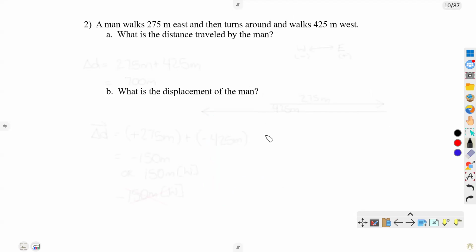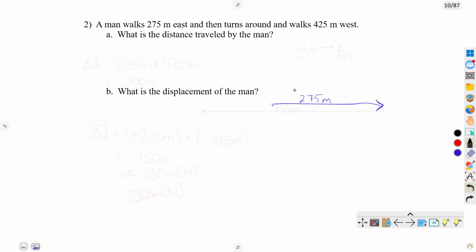So again, we've got a situation where a man is going to walk east 275 meters. Let me grab my straight edge here. Now, obviously, I'm not going to be doing 1 centimeter per 1 meter, because that would mean I'd need almost 3 meters just to draw this first line here. But if I were to draw it this way, I guess I'm going to be using blue for this diagram. This is going to be our 275 meters going east.